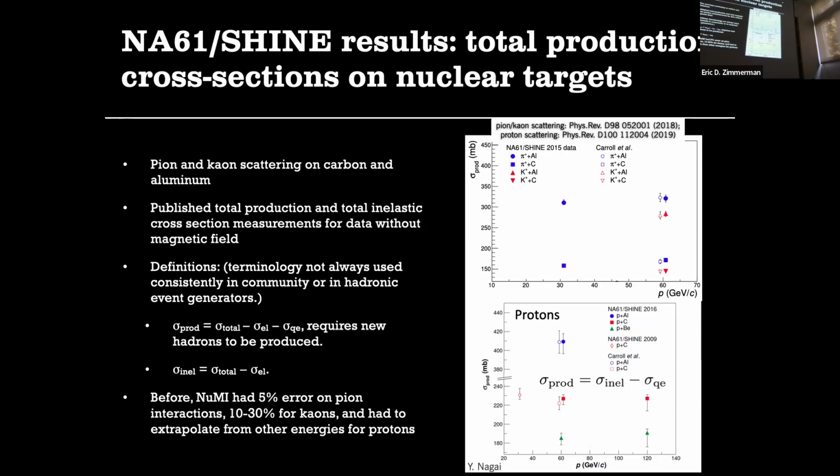So before this, NuMI had roughly 5% error on pion interactions, 10 to 30% for kaons, and had to extrapolate from other energies from protons. So you can see the suppressed zero on this, we've already improved the errors considerably with this first result.